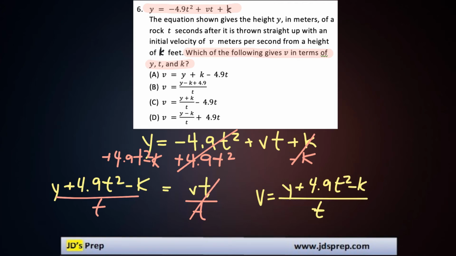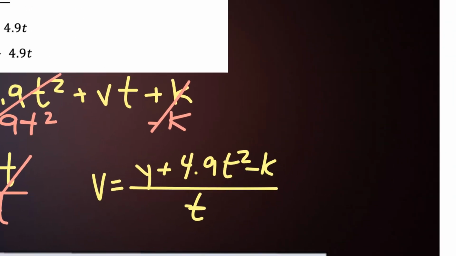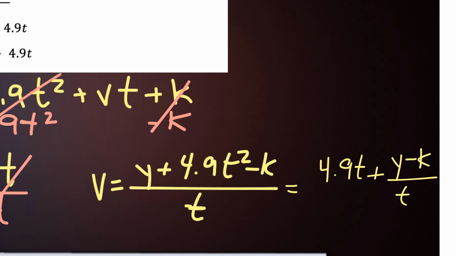However, we could simplify this a little bit. We could actually divide the t squared term by t, because t squared divided by t is just t. So another way we could write this, let me just zoom in here a bit, I'm running out of room. Another way to write this would be 4.9 t plus, and then the fraction y minus k over t. So you can see what I've done there is I took this middle term and divided it by t, just to simplify that term a little bit.